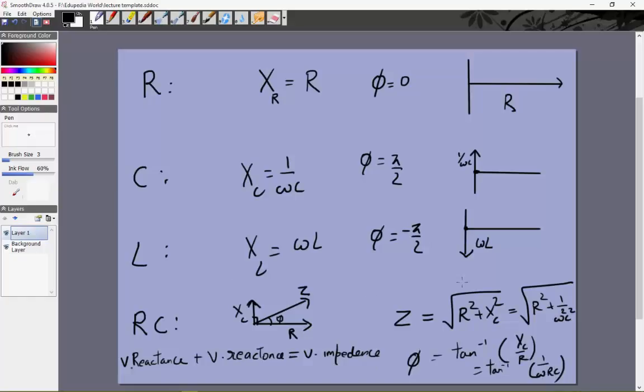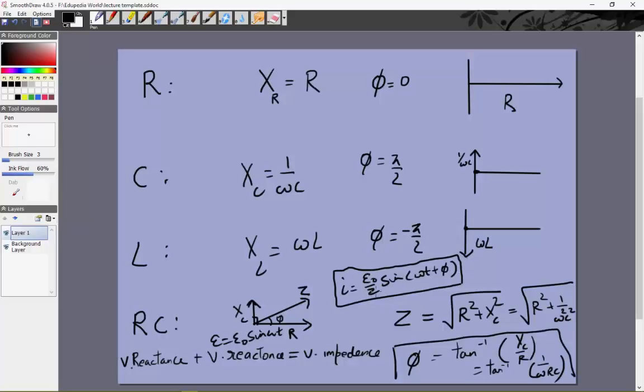I'll just try to write this in a bubble here because I don't want to erase this first image right now. So it just tells us that if we have an RC circuit with E equal to E naught sine omega t, then the current is equal to E naught by Z sine omega t plus phi, where phi is equal to this and Z is equal to this, right? So now I hope you understand, it's simple enough.